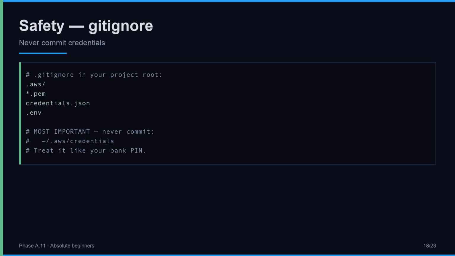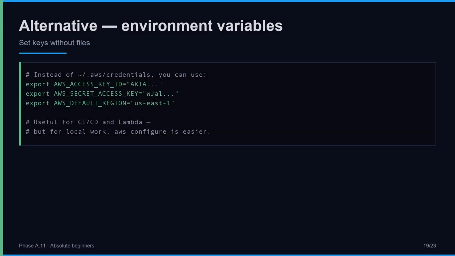Automated bots scan GitHub every second for accidentally committed keys. If they find yours, they hijack your account within minutes. Treat your secret key like your bank PIN. Bots scan every second.